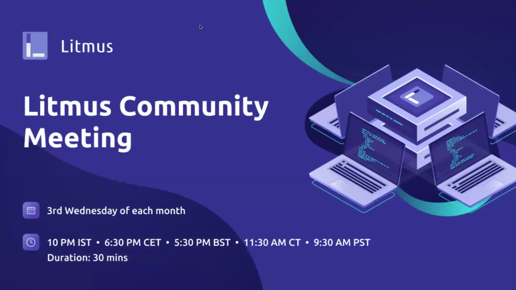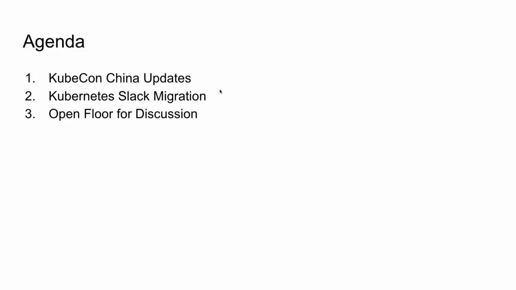So, without much ado, let's jump into the updates and see what we have been up to as a community. First up is the KubeCon China updates. KubeCon China just got over, and we have some nice updates. We had two talks, so we'll dive into that. Next, there's some information regarding the Kubernetes Slack migration. Lastly, I'll keep an open floor for discussion.